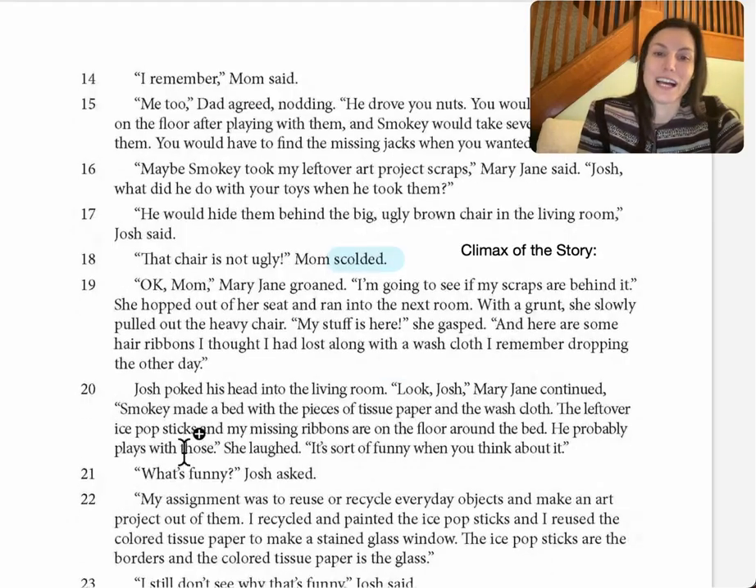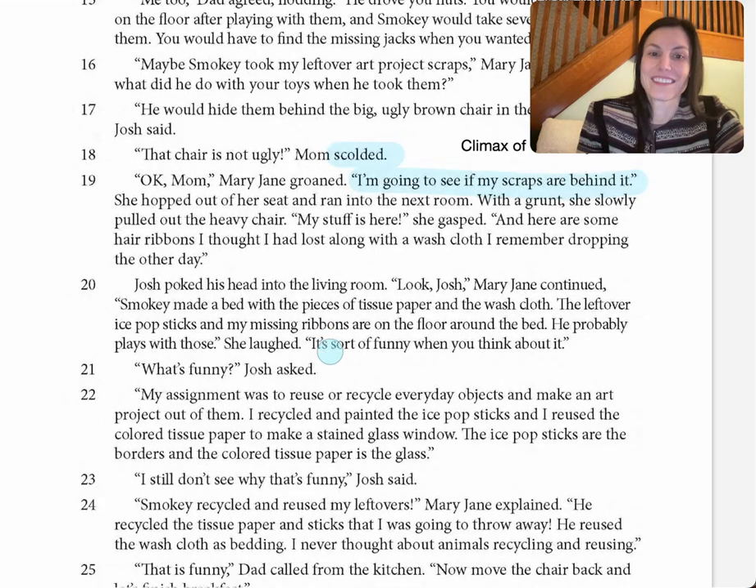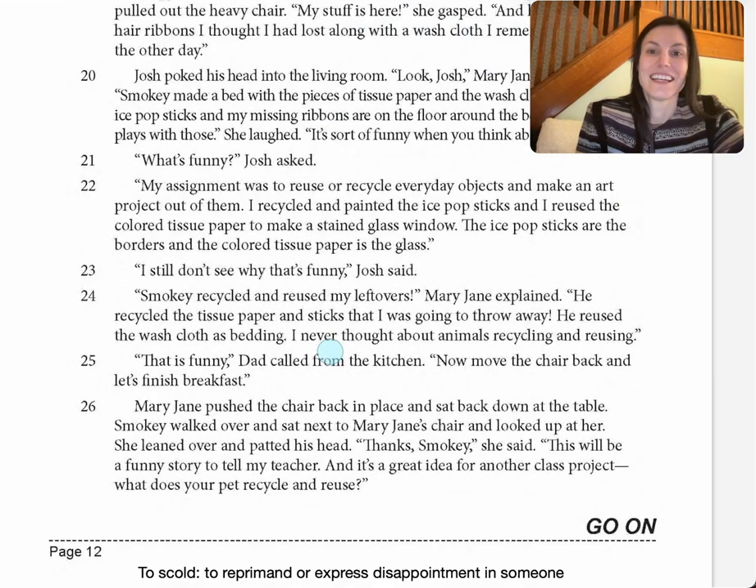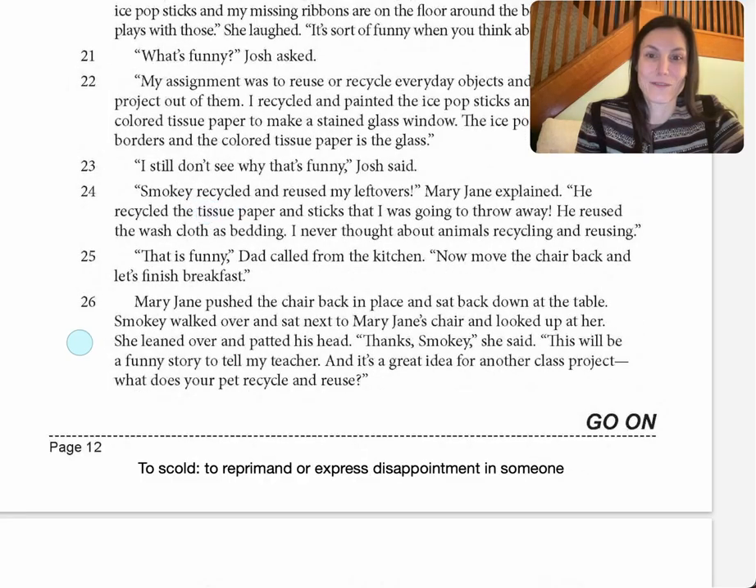And we could say our climax of the story is when our mystery is finally solved or about to be solved, right before it's about to be solved, Mary Jane's going to go look and see if the cat has taken anything. So this could be our climax. And then the falling action, that's usually just when things are wrapped up. We could say the falling action here is Smokey has taken several things maybe, and they're all finding things. And then we could say our resolution is she thanks Smokey and she has a new idea to bring to her teacher. That would be our very end.